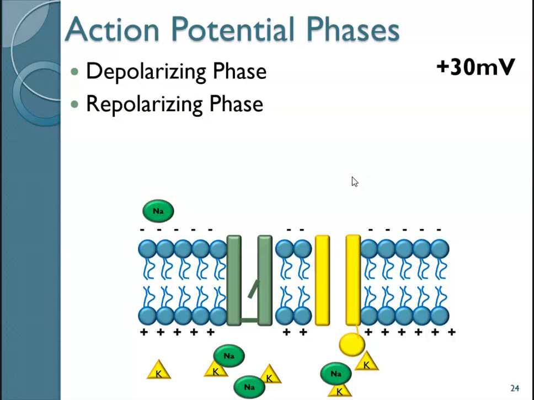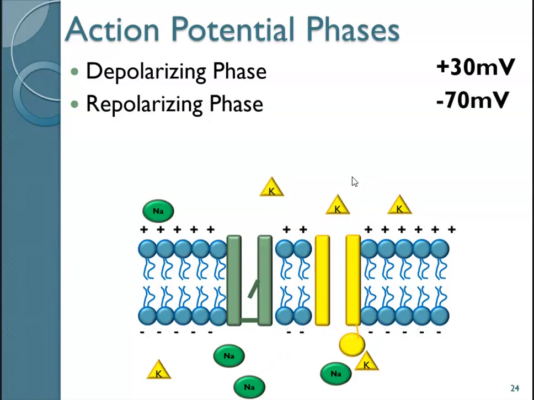Depolarization happens because of influx or inward flow of sodium. That's depolarization, right? So it goes from -55, which is threshold, to +30. Repolarization happens because of potassium efflux. Potassium leaves the cell, so positive charges are leaving. We're going from +30, it goes all the way down to 0 and to -70 millivolts.